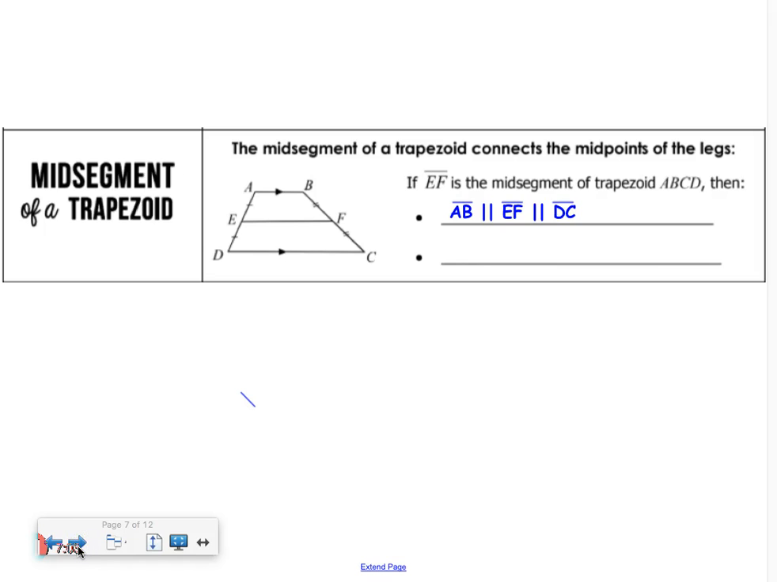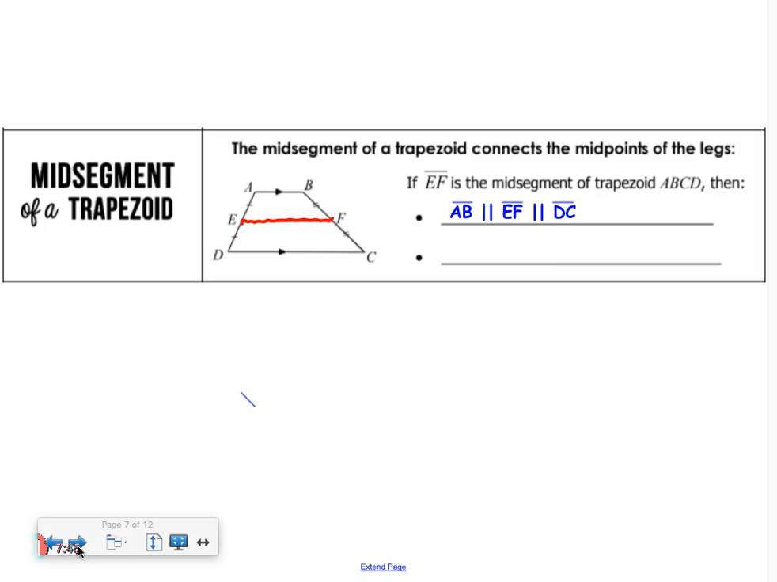Okay. Now we have the mid segment of a trapezoid, and it just connects the midpoints of your legs. So my mid segment of this trapezoid here would be EF. And I know E and F are the midpoints because this is congruent to that, and 2 tick marks is congruent to those 2 tick marks. Sometimes it's called a median, depending on what textbook you use. The bases would be parallel to the mid segment. AB is parallel to EF, and EF is parallel to BC.